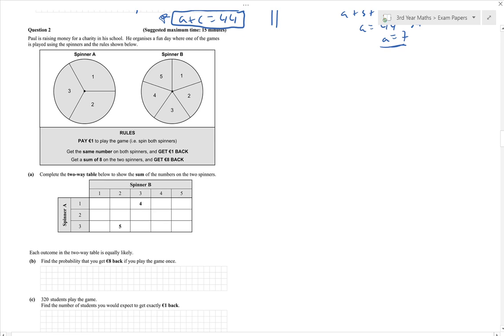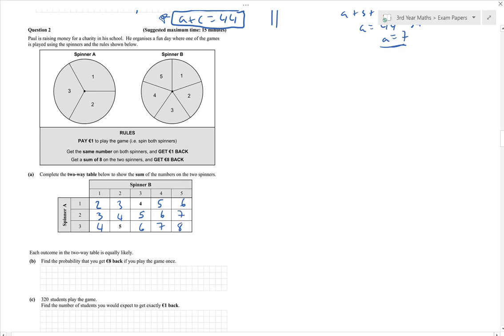So we're just going to fill in. You're adding here to here. So this is going to be 1 and 1, which is 2, 1 and 2, which is 3, 1 and 3, which is 4, 2 and 1, which is 3, 2 and 2, which is 4, 3 and 2, which is 5, 3 and 3, which is 6, 4 and 1, 5, 4 and 2, 6, 4 and 3, 7, 5 and 1, 6, 5 and 2, 7, 5 and 3, 8.